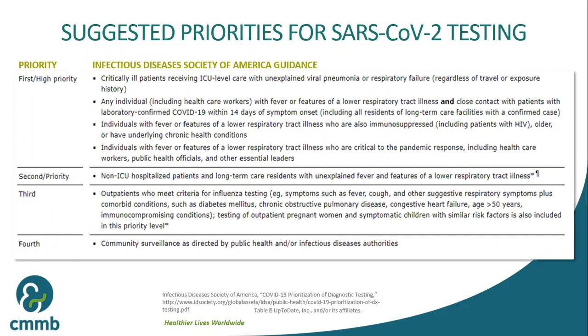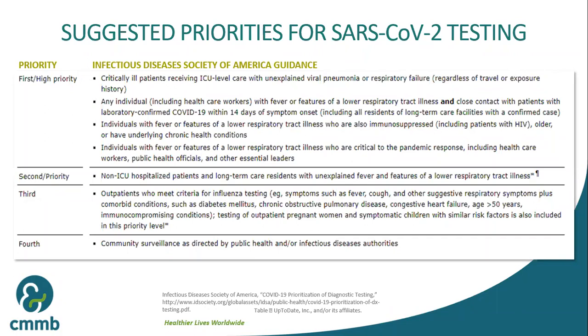Because of the limited possibility of testing in some countries, the Infectious Diseases Society of America guidance has made some criteria based on priority for testing in children. So this guidance goes from the first, or high priority, to the fourth, or lowest priority, of testing.